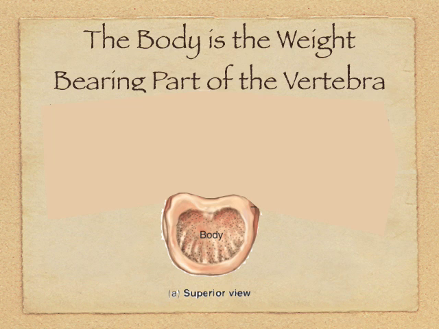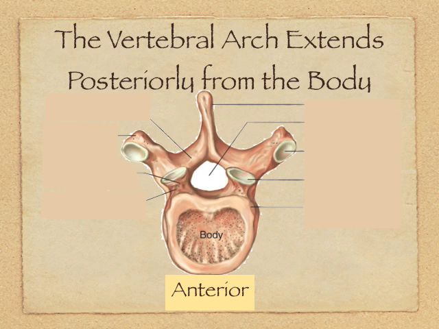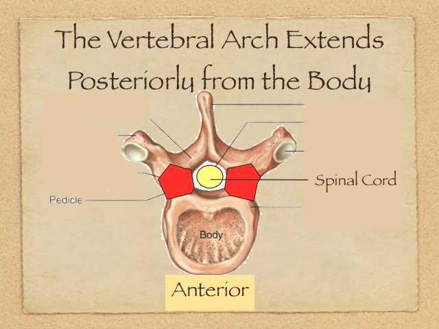The second part to look at is the part immediately behind the body, which is known as the vertebral arch. And that extends in a posterior direction from the body in a curved fashion. The spinal cord lays right behind the body in a vertebral foramen that is created by the arch. The arch is constructed from four segments of bone. The first two segments are called pedicles, and you can see that they connect directly to the body and form the first parts of the arch.